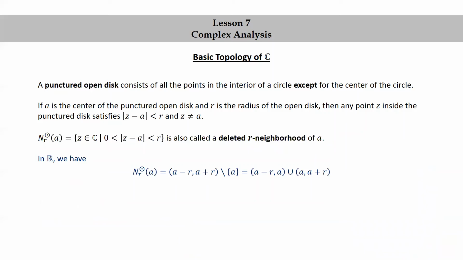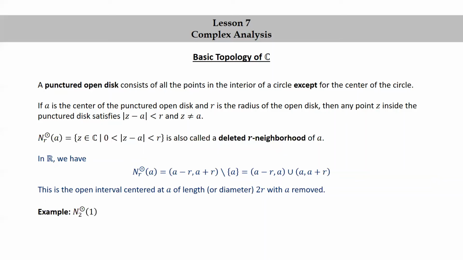In R, we have N sub R dot of A equals the open interval (A minus R, A plus R) minus the set consisting of A, which is the union of the two open intervals (A minus R, A) and (A, A plus R). This is the open interval centered at A of length or diameter 2R with A removed.